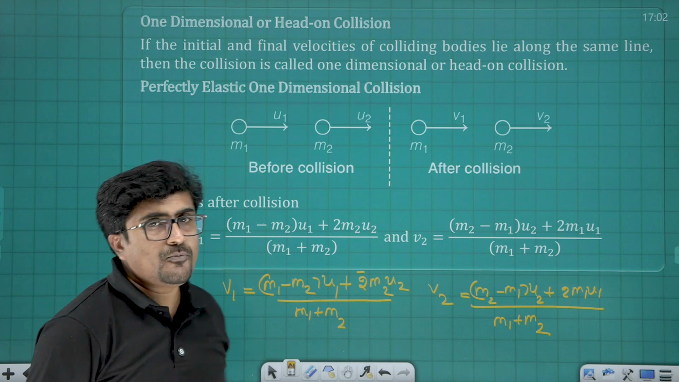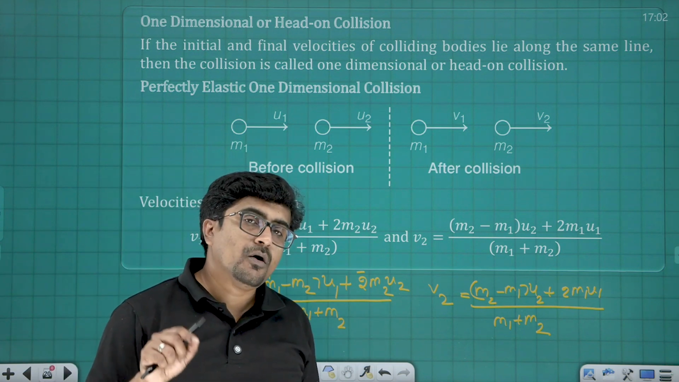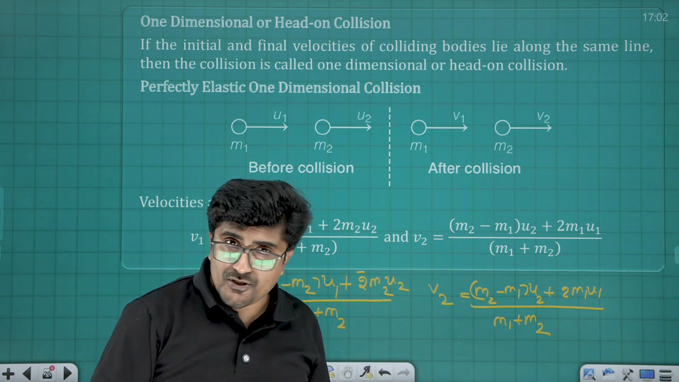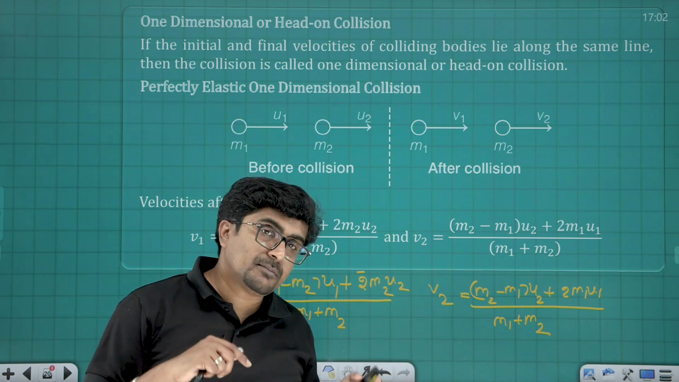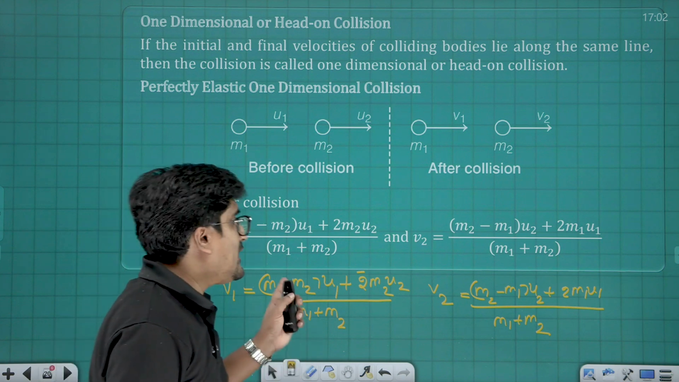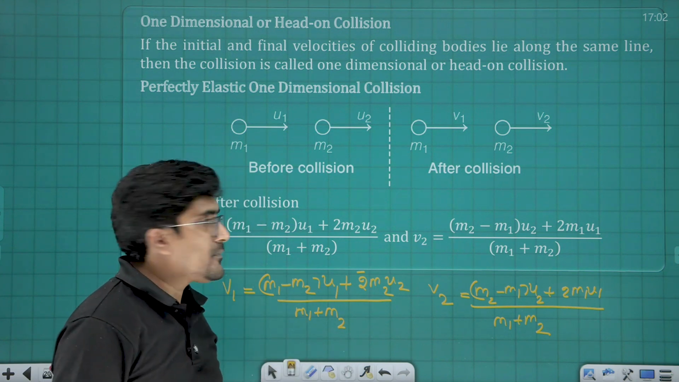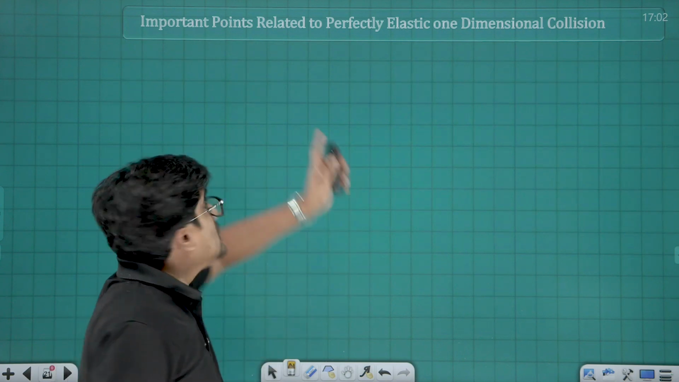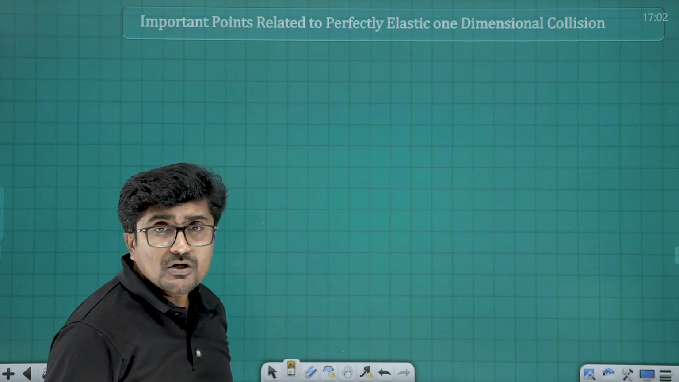So this is going to be the final velocity v1 as well as v2 of these two bodies undergoing elastic collision. The values are familiar: m1, m2 are the masses of the bodies, u1, u2 are the initial velocities, and definitely I told you this case is exclusively for elastic collision. Now these are some important points regarding perfectly elastic one-dimensional collision.